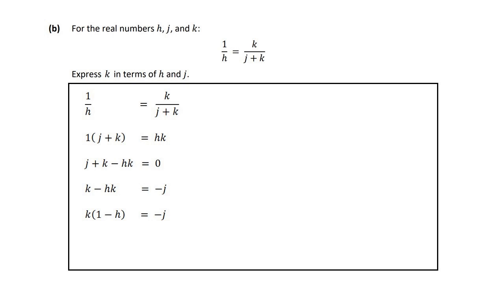To isolate the k on its own, we'll just divide by 1 minus h on both sides. K is now expressed in terms of h and j.